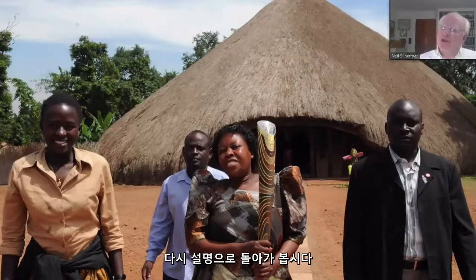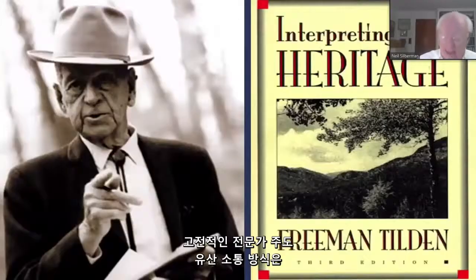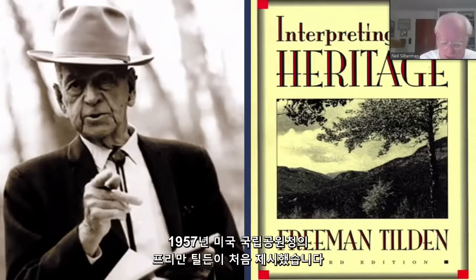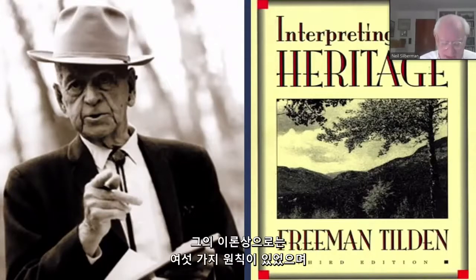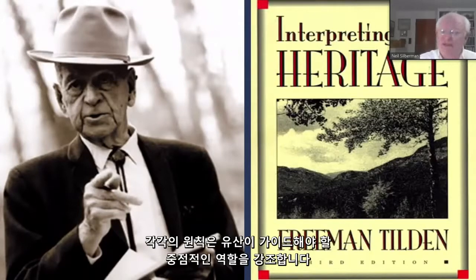Now, to return to the issue of presentation, the classic exposition of expert-driven heritage communication was written by a United States Park Service official, Freeman Tilden, in 1957. Tilden himself used the term interpretation, but at the heart of his theoretical vision were 6 guiding principles, each of which stressed the central role of the heritage guide.